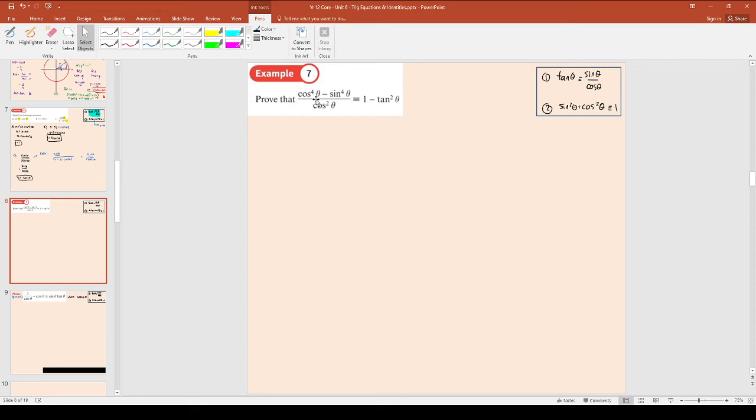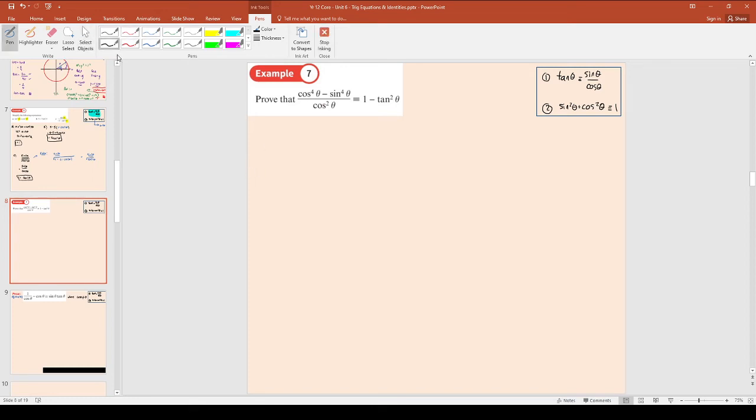Okay, now we're proving this. We will need to show that cos to the power of 4 theta takes sine to the power of 4 theta all over cos squared of theta is equal to 1 take tan squared of theta. Now, this is a proper trig proof. It's one of the things that students find the very hardest when they learn it, but believe me when I say you'll get into the swing of things soon.